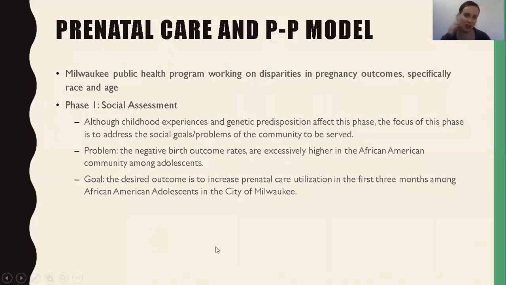So, prenatal care and this PRECEDE-PROCEED model. I've linked the paper, and it's additional reading for this week. It's from a Milwaukee public health program, and they're working on the disparities in pregnancy outcomes, specifically race and age. They're looking at African-American women, who unfortunately have the highest rate of infant death soon after the child is born, or in utero death, like a late-term miscarriage or stillbirth, and they have quite poor outcomes themselves as pregnant women.